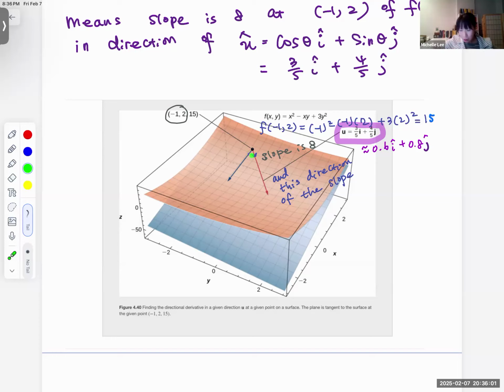So I made the arrow here. That is the direction of u, all right? Can you see that? Then the red one, they just extend. This is the same direction. That's why. Make sense to you?